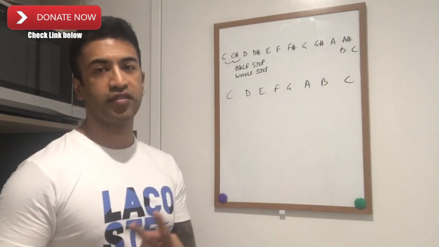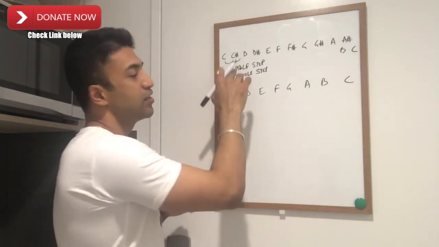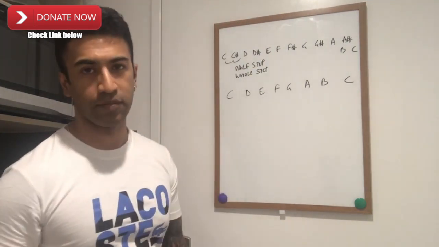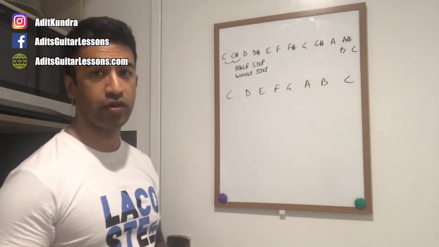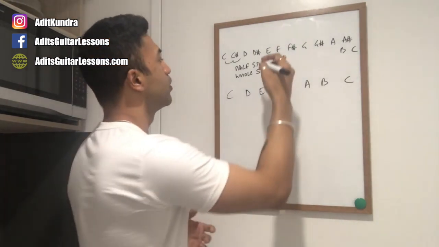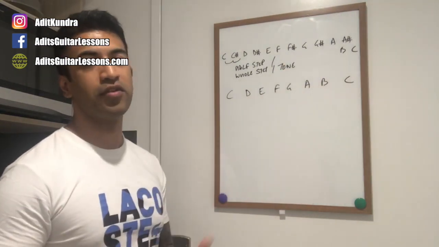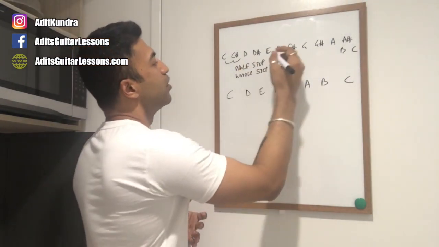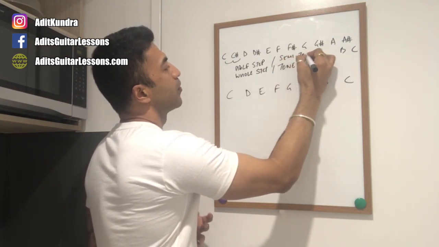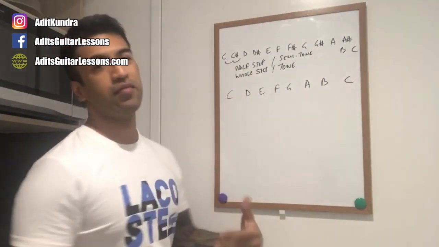Similarly, 2 half steps make a whole step. So from a C to a C sharp is a half step, C sharp to a D is another half step, but from a C to a D is a whole step. Yeah, so this is half steps and whole steps. These can also be represented with a tone or a semitone. So a whole step is actually called a tone. So 1 whole step is equal to 1 tone, and a half step is a semitone. So half step is the same as a semitone, whole step is the same as a tone.